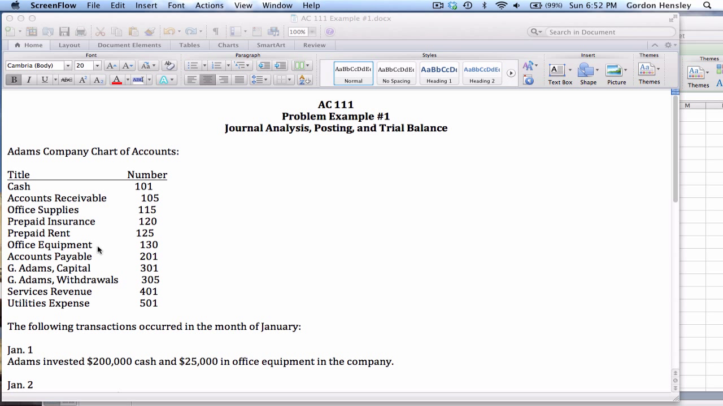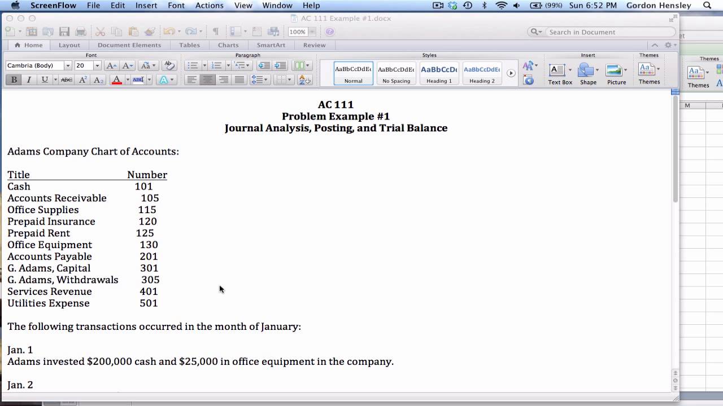Then I see one liability, which is accounts payable. Then I see the capital. In this case, it's the proprietor, G. Adams Capital, G. Adams Withdrawals. I see one revenue account called Services Revenue, and only one expense called Utilities Expense. So it just helps to familiarize myself with that chart of accounts, and in advance think about the types of accounts that we have on this list.